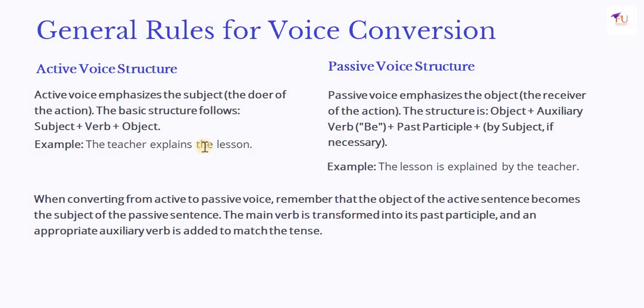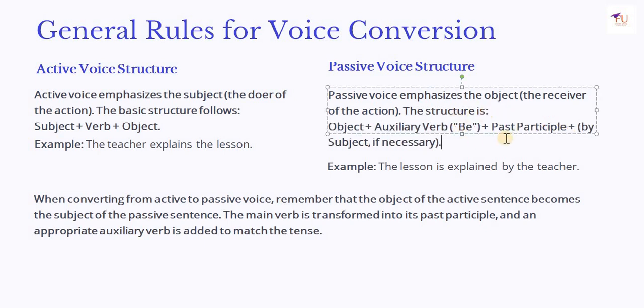The teacher explains the lesson. Now, the teacher is the subject, explains is the verb, and the lesson is the object. So this is an active sentence, while the passive construction will be passive voice, with emphasis on the object, the receiver of the action. The structure is object plus auxiliary verb be plus past participle plus by, and if necessary the subject. Now, the lesson is explained by the teacher.